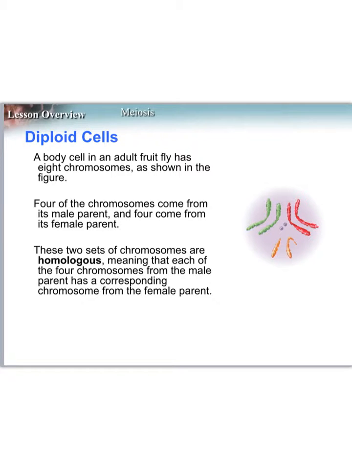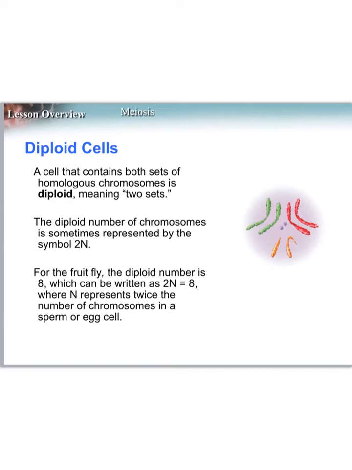These 2 sets of chromosomes are homologous, meaning that each of the 4 chromosomes from the male parent has a corresponding chromosome from the female parent. A cell that contains both sets of homologous chromosomes is a diploid, meaning 2 sets. The diploid number of chromosomes is sometimes represented by the symbol 2n. For the fruit fly, the diploid number is 8, which can be written as 2n equals 8, where n represents twice the number of chromosomes in a sperm or egg cell.